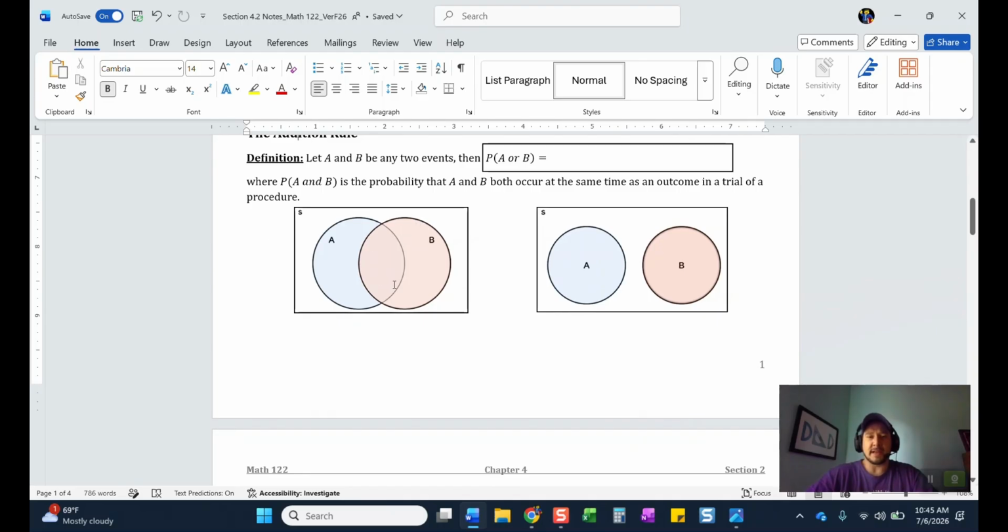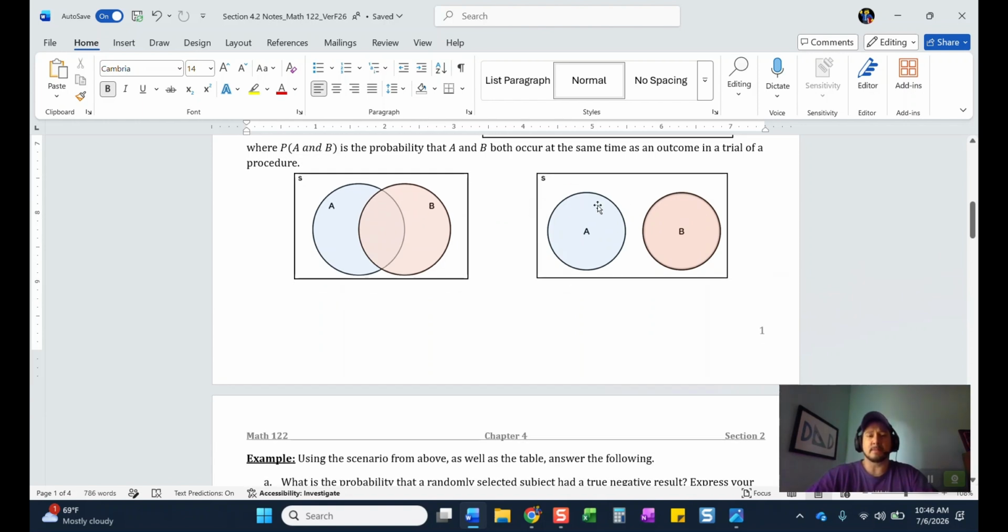So in this first Venn diagram, I'm going to explain why the formula is the way it is. If you count the area in circle A and count the area in circle B, you're actually double counting the intersection part of it, and that's why we have to subtract P, the probability of A and B.